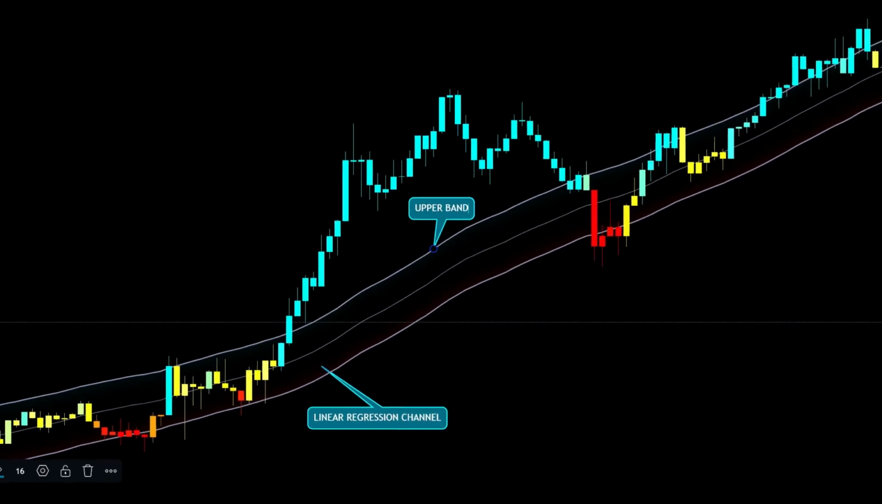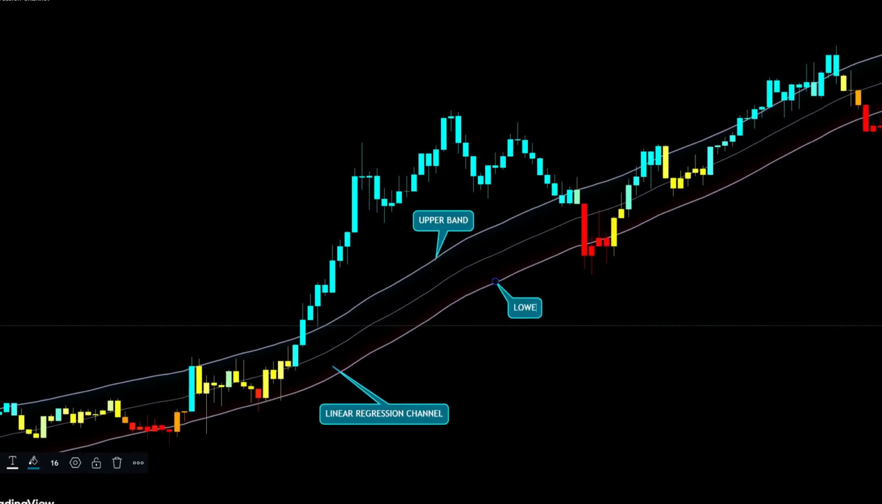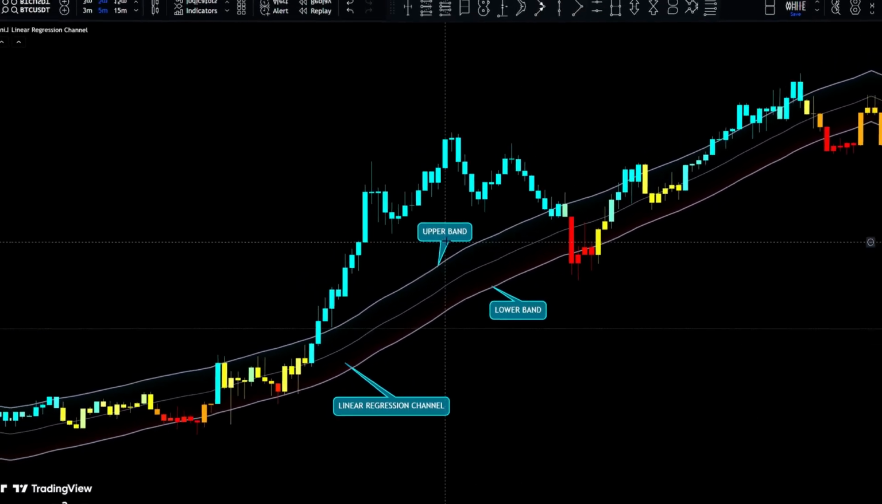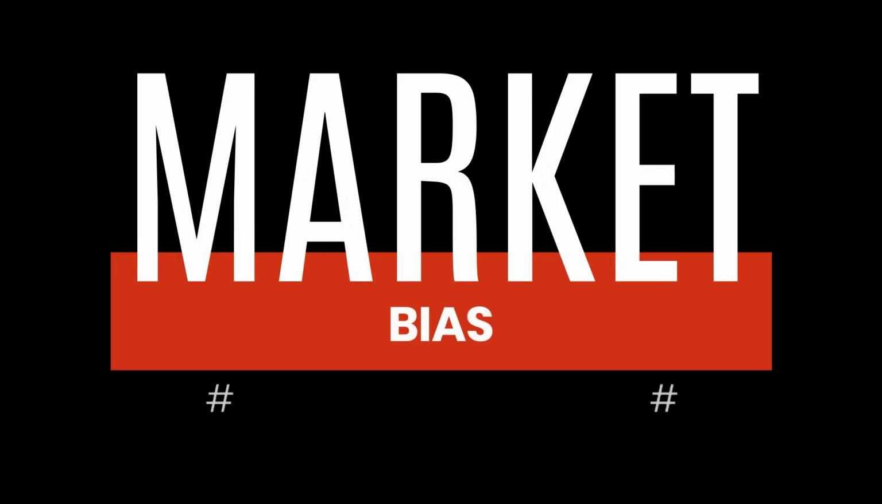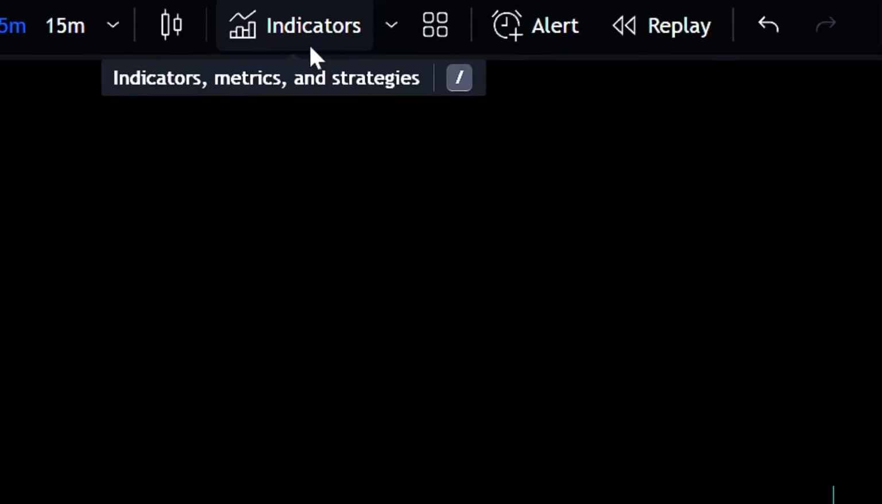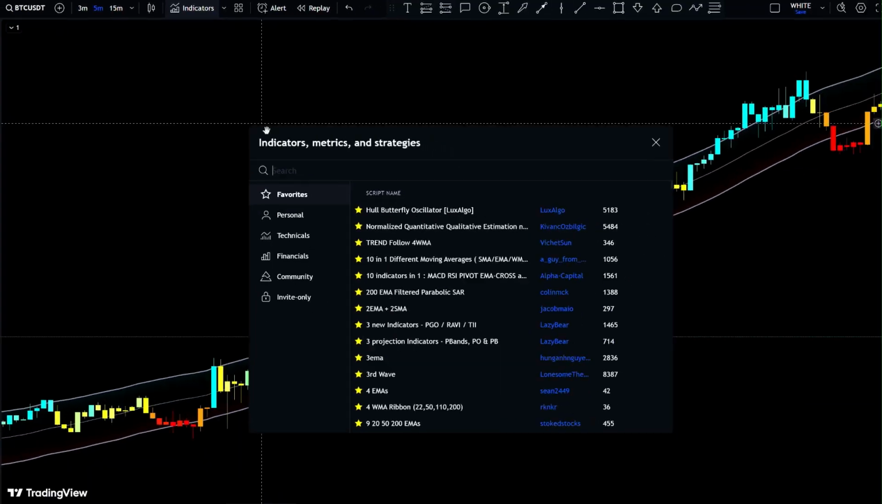Now I know you're probably itching to see how we actually make money with this strategy. But there's one more crucial element we need to add. It's called market bias. This helps us understand the overall direction of the market, which is essential for making smart trading decisions. So let's head back to the indicator section again and this time search for market bias.